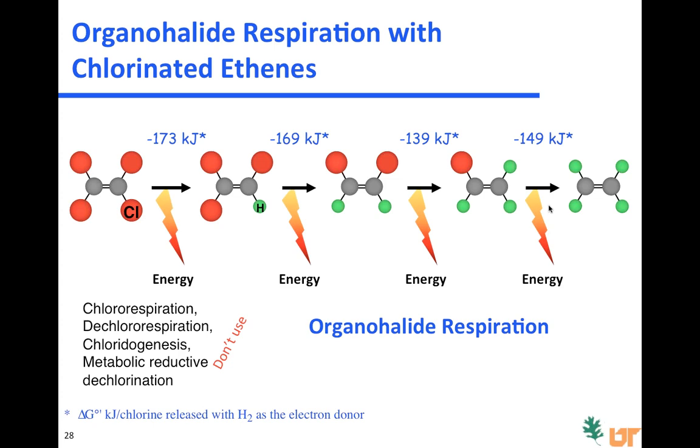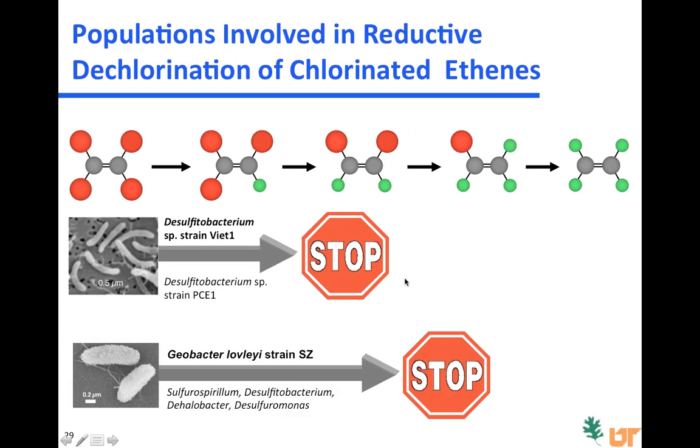On the next slide, you see a few of the populations involved in this process. There are populations that only dechlorinate PCE to TCE, like Desulfitobacterium. Then there are some organisms that dechlorinate PCE to cis-DCE. Some are listed here, but then they stop. What's critically important is that the reductive dechlorination is complete, going to ethene.